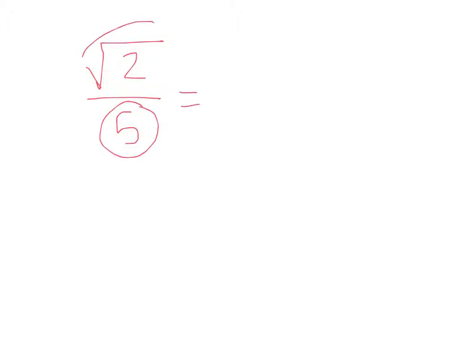But now let's say that you have the square root of 2 divided by 5. Okay, 5 is rational, but the square root of 2 is irrational. So your result is going to be irrational.